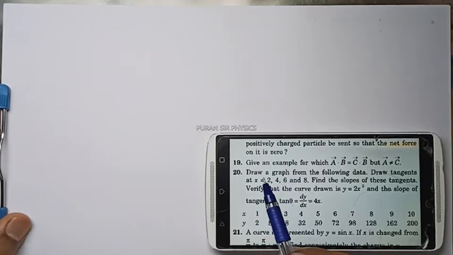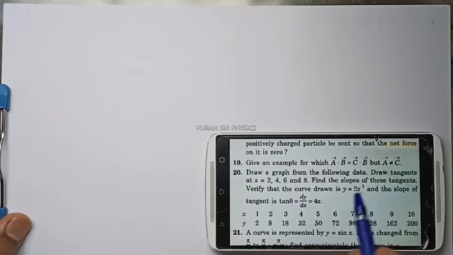Equation number 20, draw a graph from the following data. So this data is given. Draw tangents at x equals 2, 4, 6 and 8. Find the slopes of these tangents. Verify that the curve drawn is y equals 2x square and the slope of the tangent is given by 4x.